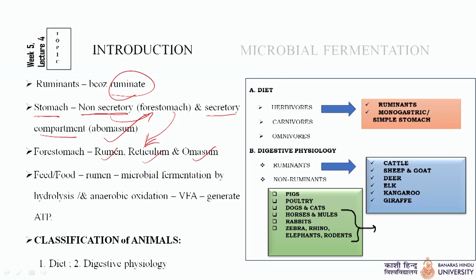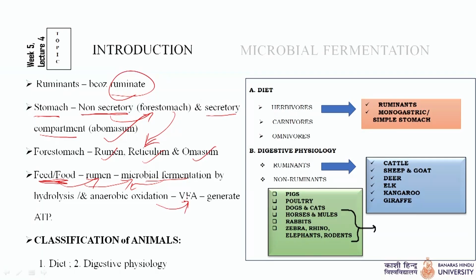So the overview of ruminant digestion is that the ruminant will take in feed or food. As it takes the feed, that goes to the rumen, where it is acted upon by the microbes and fermentation takes place. You know that the prerequisite for fermentation is an anaerobic environment. Under the anaerobic environment, microbial fermentation takes place by a hydrolysis process in the presence of carbon dioxide and it generates volatile fatty acids.